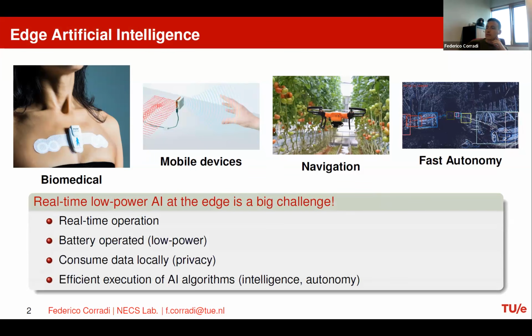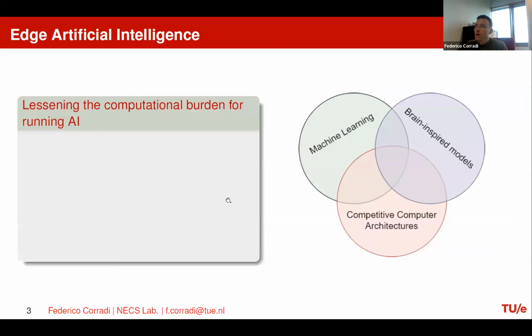Moreover, this type of AI requires increasingly complex neural networks in order to increase the intelligence and autonomy of the system. Also in biomedical, it would be very nice to have very large networks that solve very complex multidimensional tasks. But today we are limited to simple networks. And so what do we do about it?